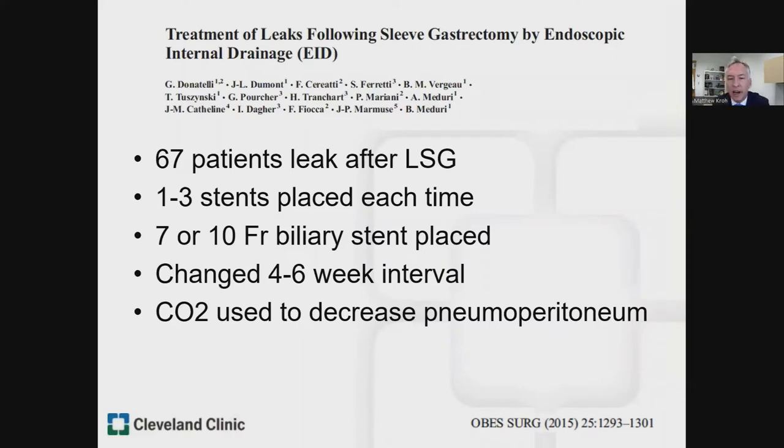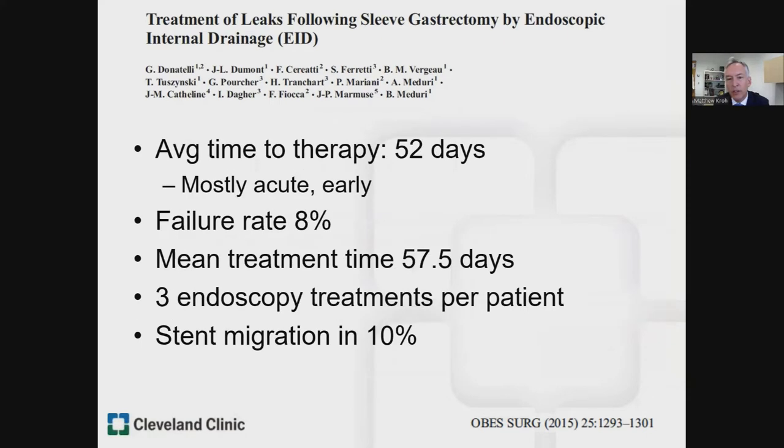And if we look at the data on the outcomes, this is a series looking at nearly 70 patients with 1 to 3 stents placed across the defect at each time, 7 to 10 French each, and they were changed at 4 to 6 week intervals. Mean time to therapy was 52 days, but this was largely done as an outpatient with 3 treatments per patient and a failure rate of only 8%. So this seems to be a good option for patients who have more chronic defects.